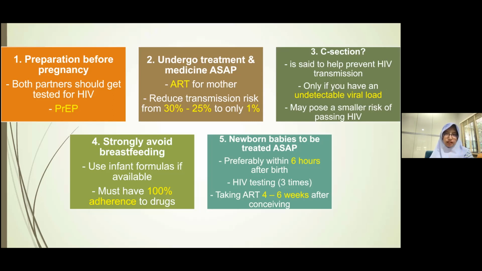So there have also been questions about C-section here. C-section is said to help prevent HIV transmission during childbirth, okay? But this is after you consult your healthcare provider and only when you have an undetectable viral load. Undetectable viral load is when you finish all your courses of treatment, and then the virus is not significant in numbers in your body. So it's called undetectable. All right, so this may pose a smaller risk of passing on HIV.